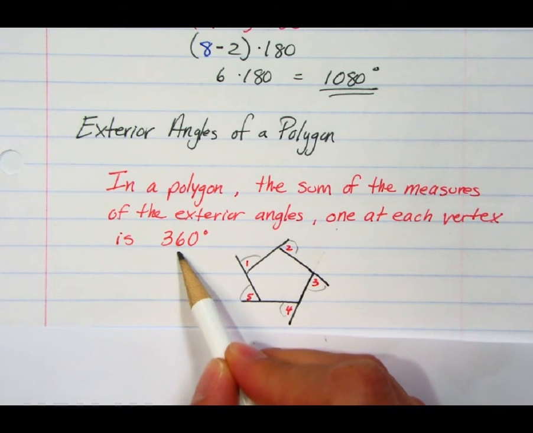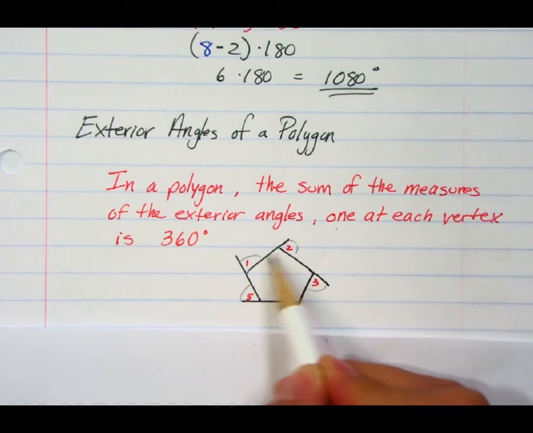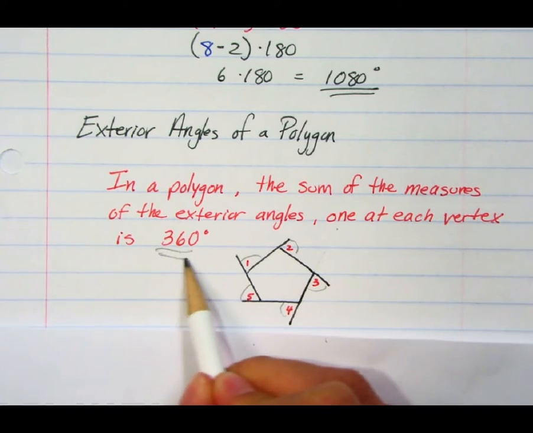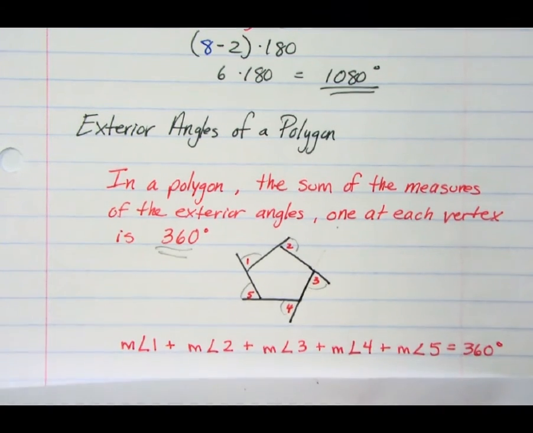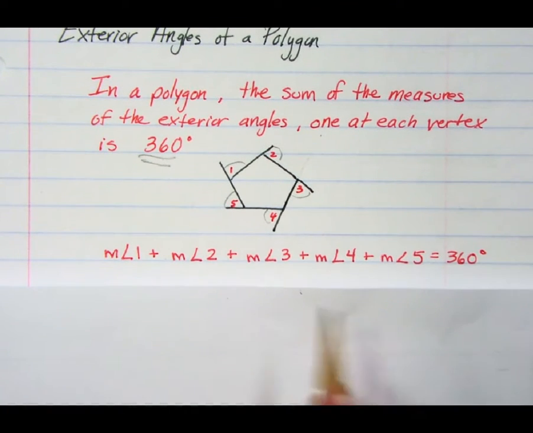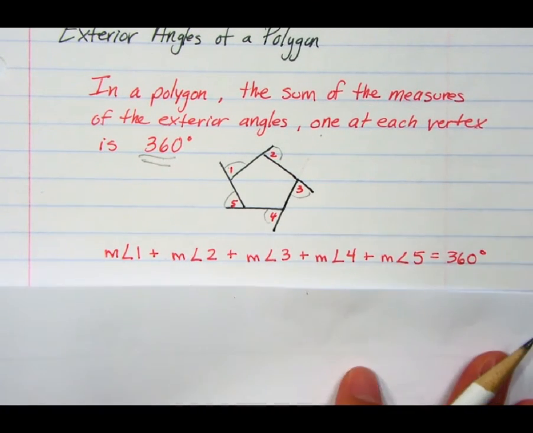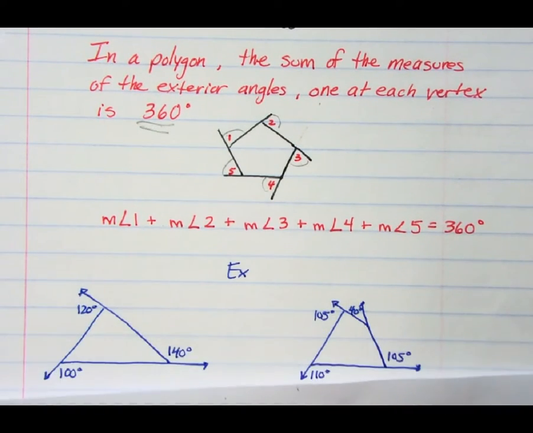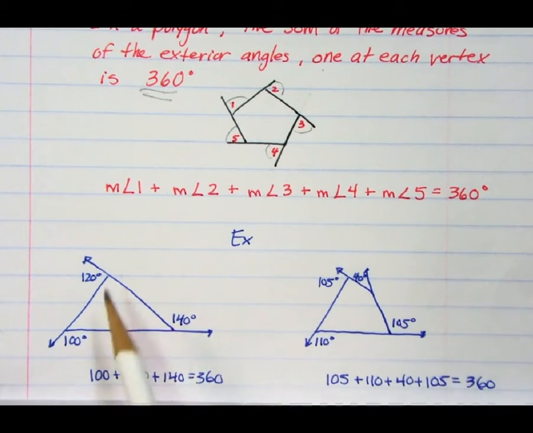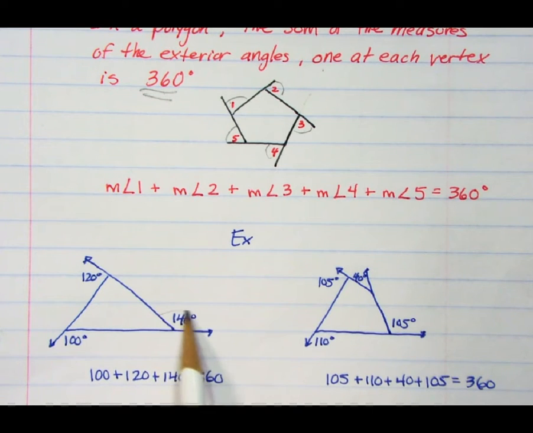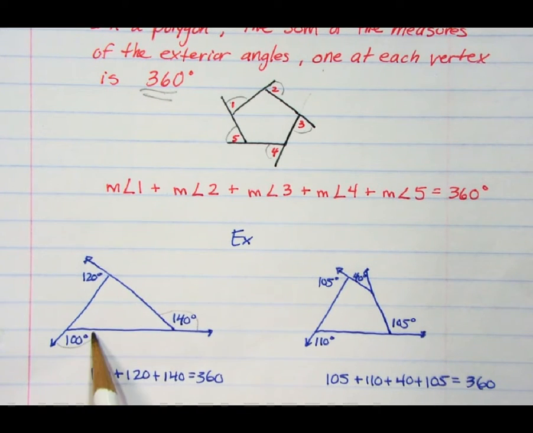And the thing is, no matter what the shape is, the exterior angles will always be 360. It doesn't change at all. Okay? So in this case, angle 1 plus angle 2, 3, 4, and 5 equal 360. If I just show you a couple more examples of this, I've got this triangle. I've got this outside angle of 140, an outside exterior angle of 100, another exterior angle of 120. If I add these 3 together, I get 360 degrees.